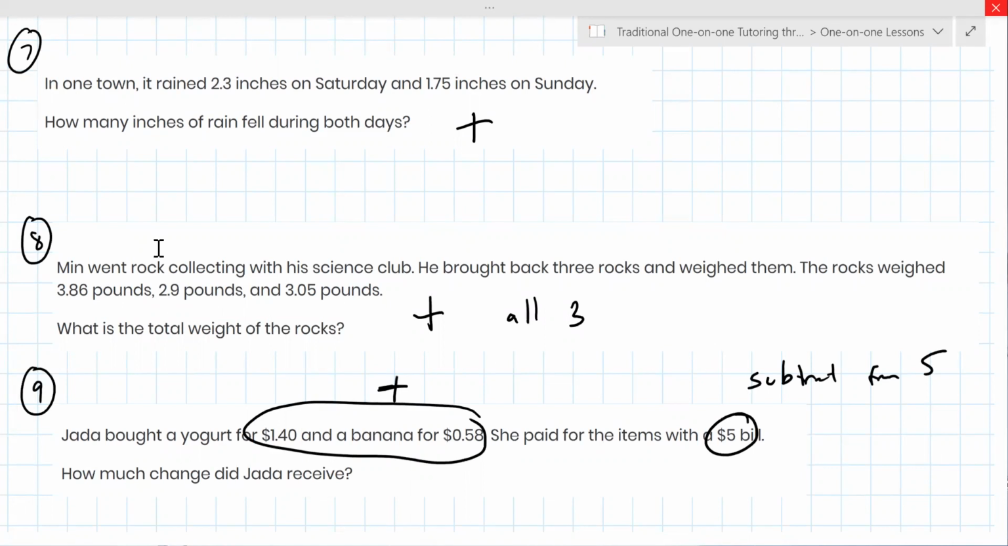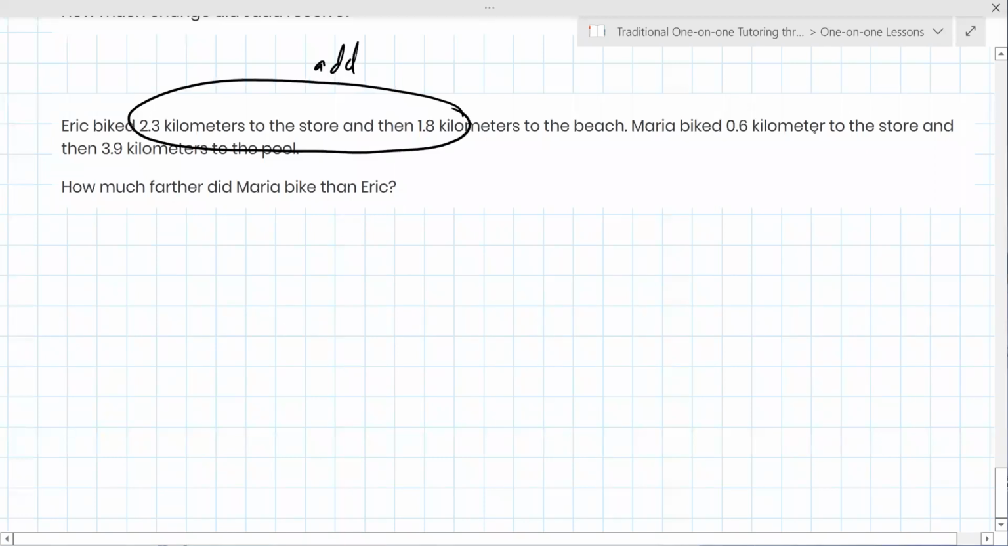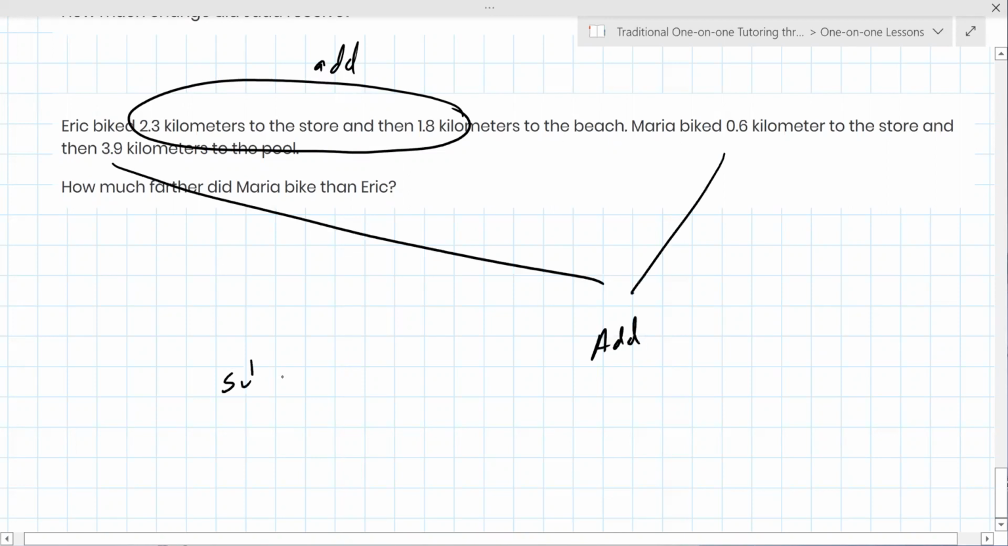And then we'll get your brother to jump in here. So this one, you're going to add these 2. And then you're going to take these 2 numbers here and add, and then subtract from each other.